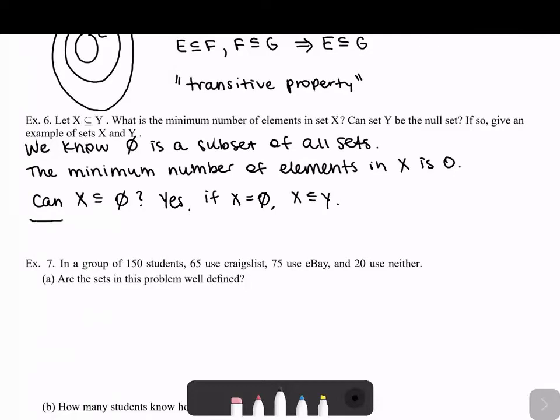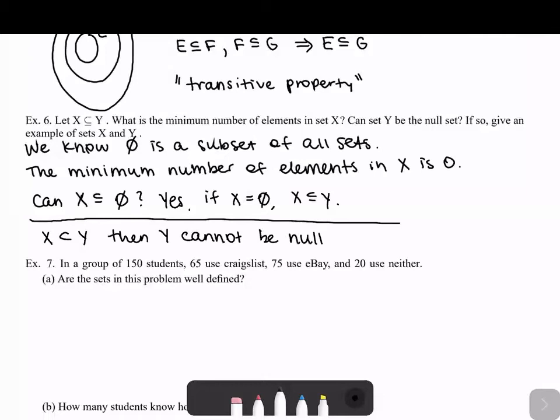If this question said something a little bit different, if it instead said X was a proper subset of Y, then Y cannot be the null set. Because if X was a proper subset of Y, and X has 0 elements, then Y has to be bigger than the empty set. So Y cannot be the null set or the empty set because it has to have more elements than X.